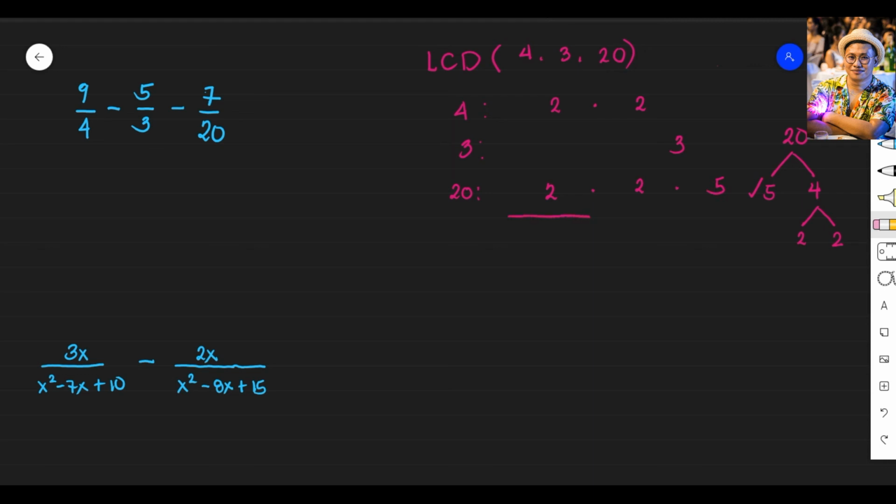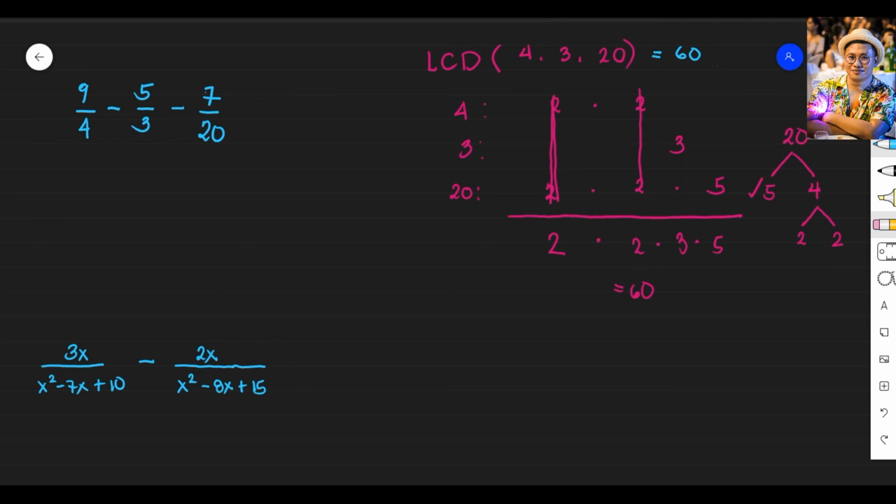And then I'm going to align them, bringing all the factors down. 2. Make sure they are aligned. That's 2. This one as well, that's 2. And then bring down 3. And lastly, 5. You get the product of these numbers. What is 2 times 2 times 3 times 5? The result is 60. It follows that the LCD is 60. Or the least common denominator for 4, 3, and 20 is 60.